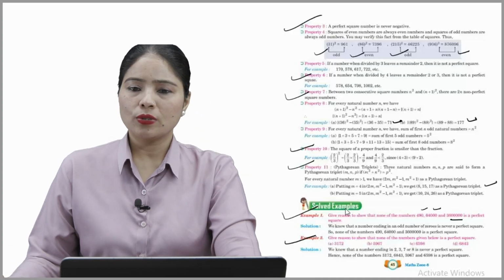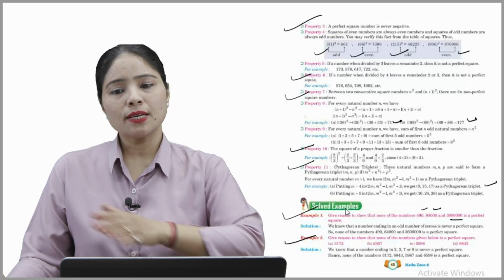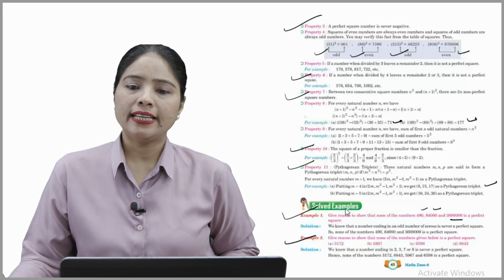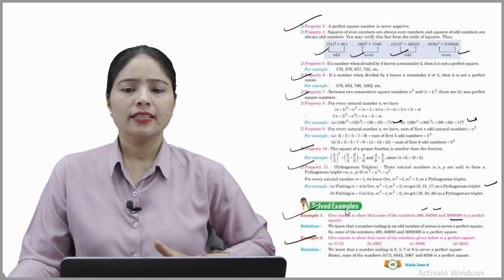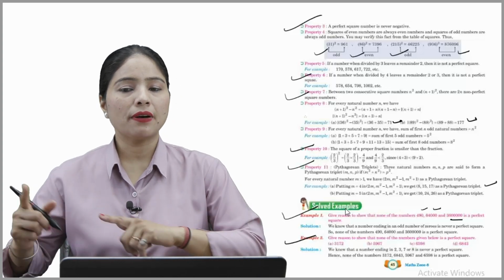Now, example 2. Give reason to show that none of the numbers given below is a perfect square. So, why are these numbers not a perfect square? Let's see. We know that numbers ending in 2, 3, 7 and 8, ये जो number होते हैं is never a perfect square.